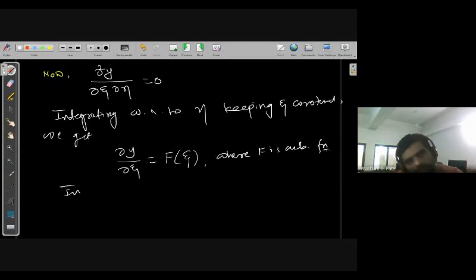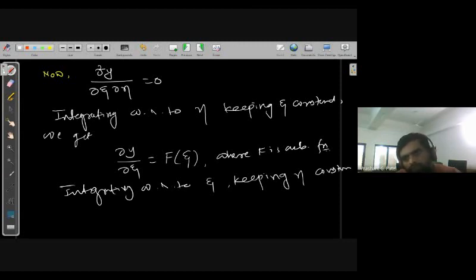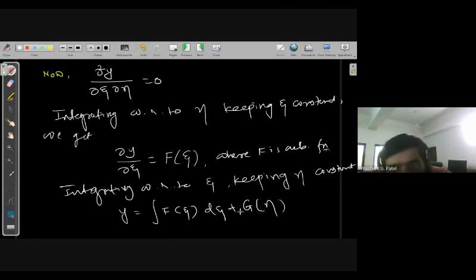Now again integrating with respect to xi, keeping eta constant, we'll have y is equal to the integration of f of xi d xi plus some constant g of eta, because that constant may be a function of eta.